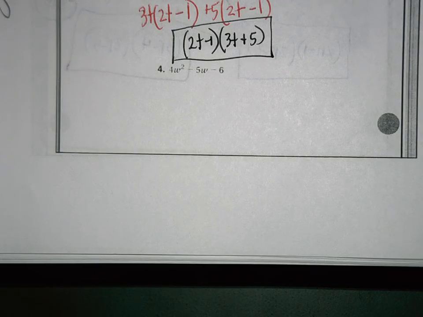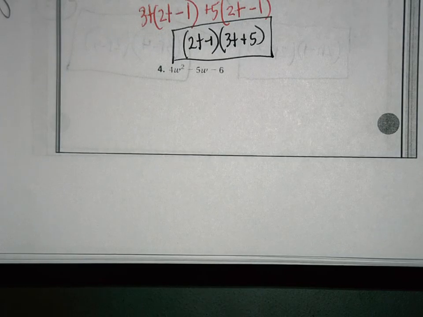Okay, the correct answer should be 4W plus 3 and W minus 2. It doesn't have to be in that order of parentheses, but you just need both of those. Okay, how many of you guys got it? Not everybody.